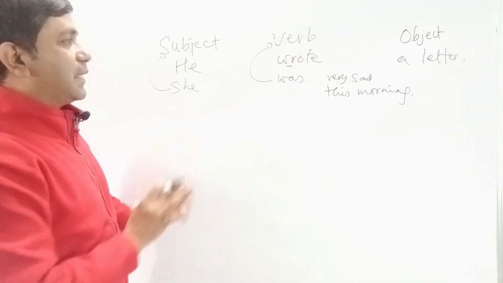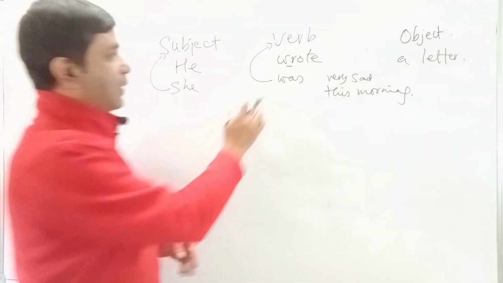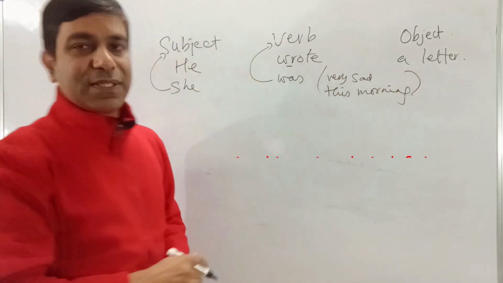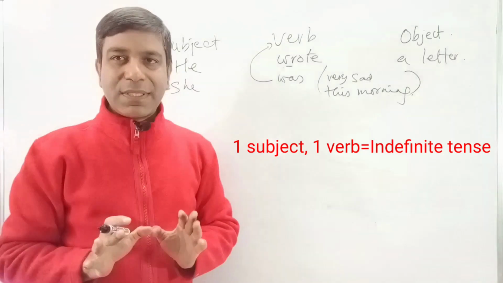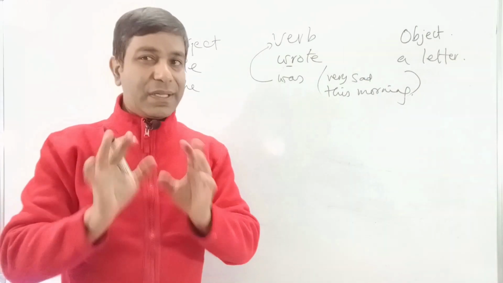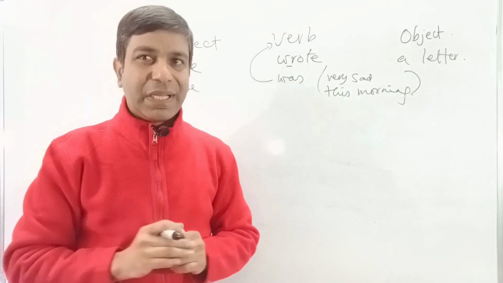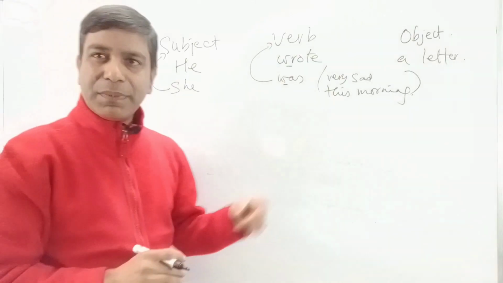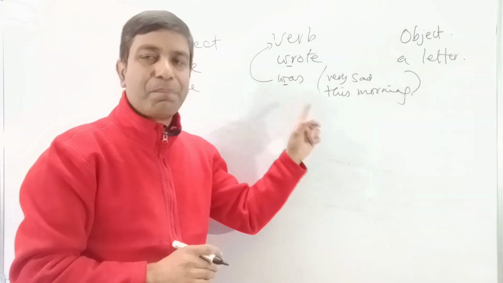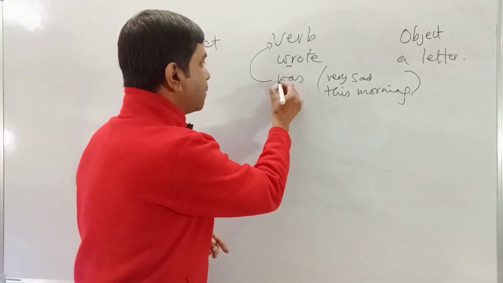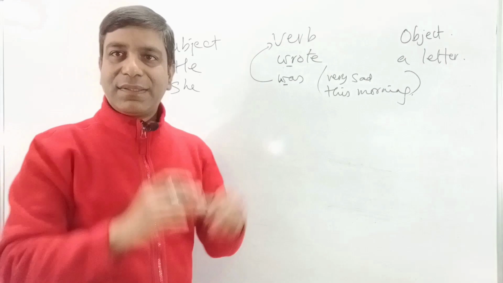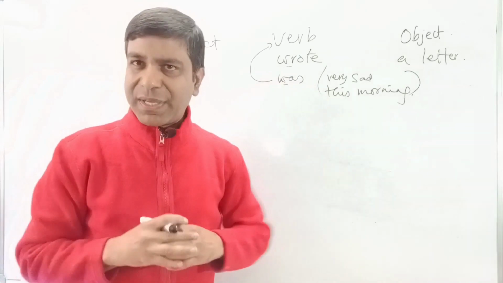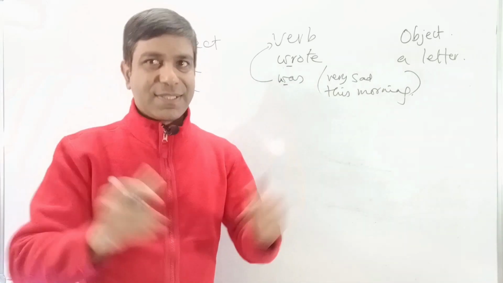If you look at this sentence again, you see one subject and there is only one verb, was. Very sad this morning is something else. So one subject, one verb. That means it is an indefinite sentence, indefinite tense. But what kind of indefinite? In order to find it out, we look at the verb. Now the verb is was. Verb is in past tense. So this verb makes us clear that this sentence is in past form. So summing up everything together, past indefinite tense.